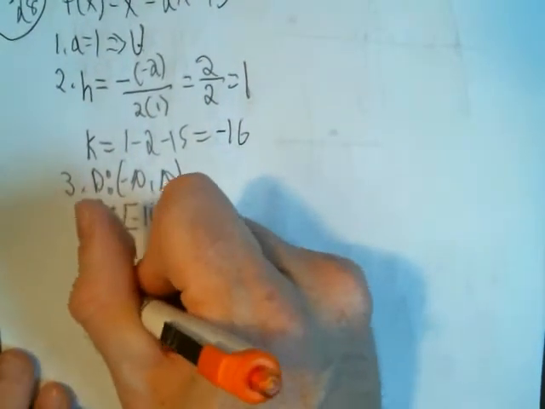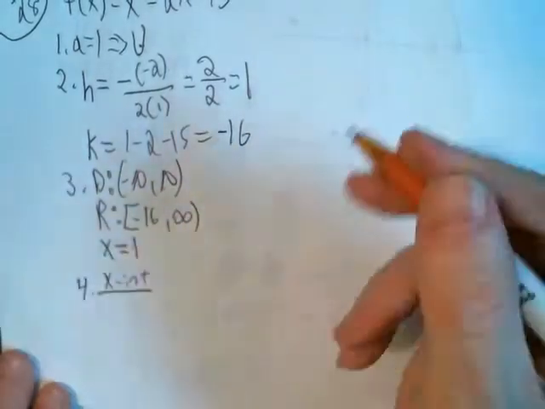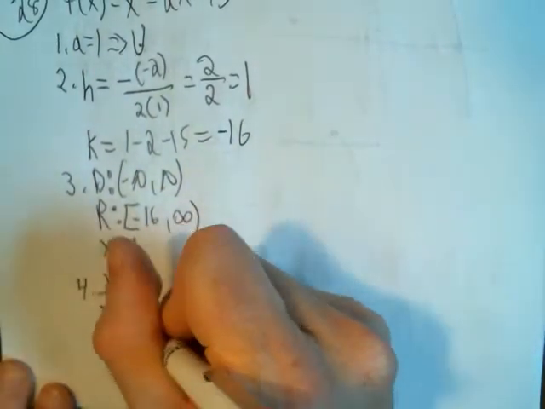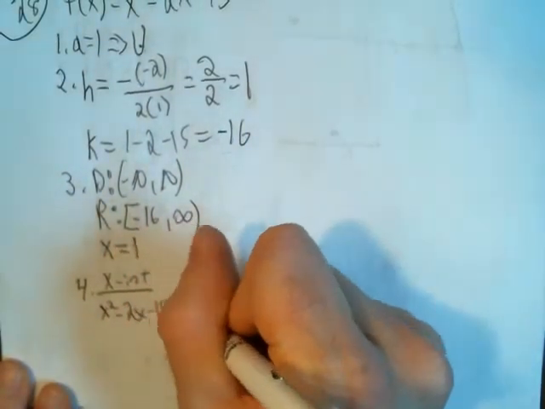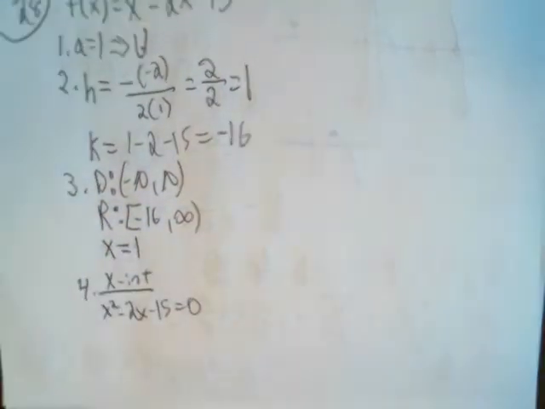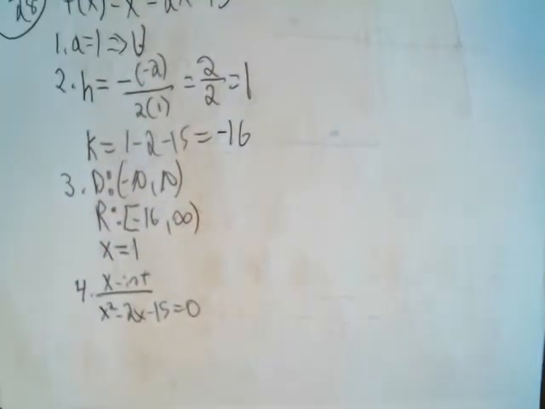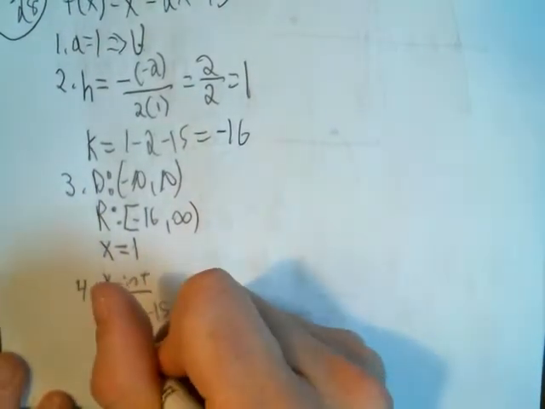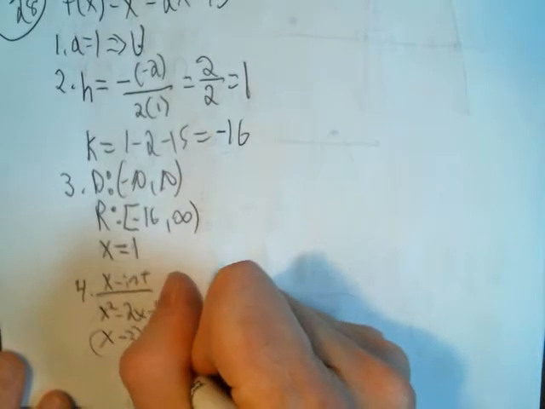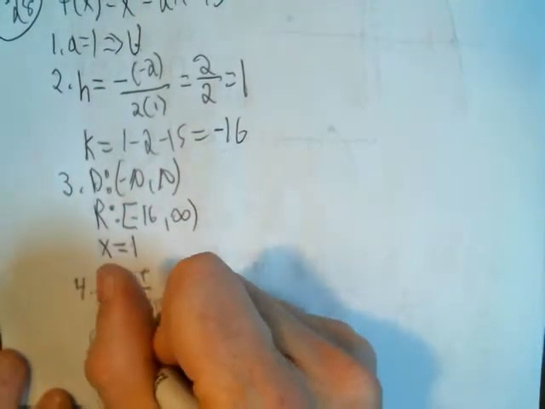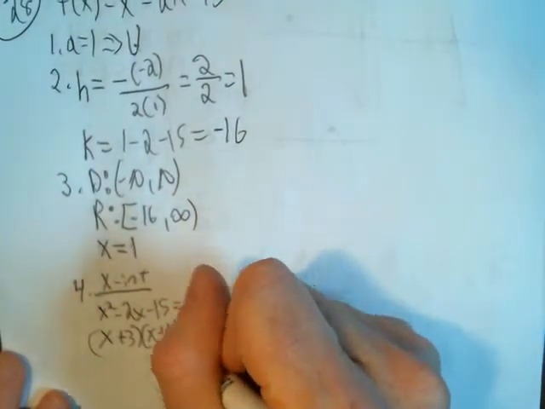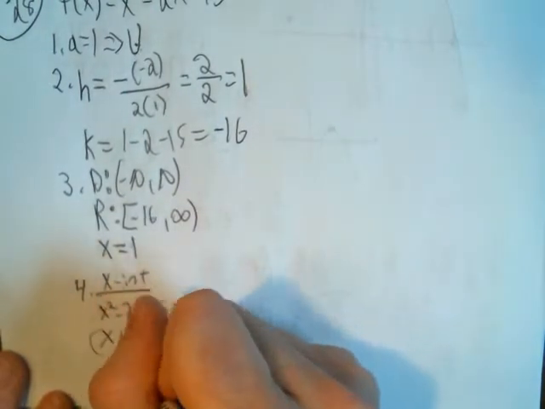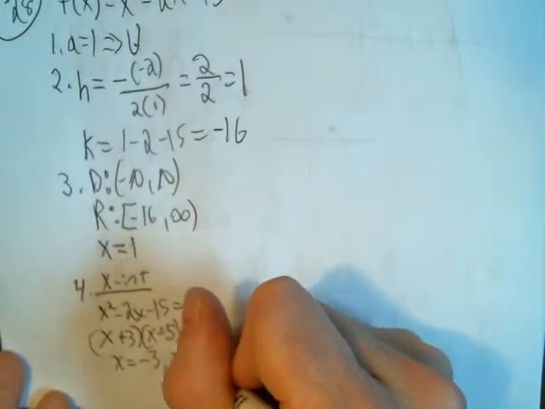Okay. Then the x and y intercepts. So firstly, the x-intercept, you let y equal 0, so x squared minus 2x minus 15 is 0. Typically, you don't want to use the quadratic if you don't have to. In other words, try to factor first. So you have x plus 3 times x minus 5 equals 0. So x is negative 3 and x is 5.